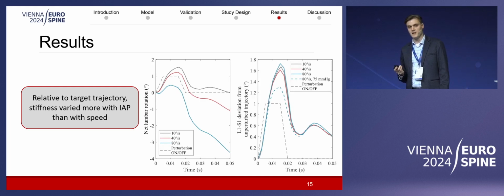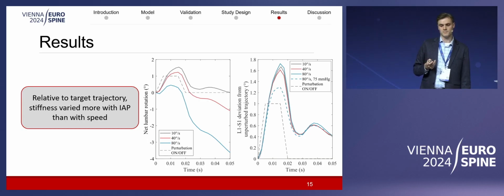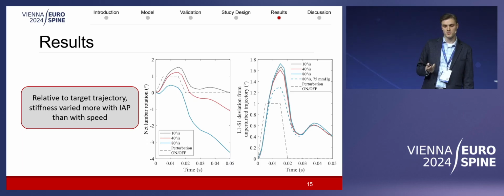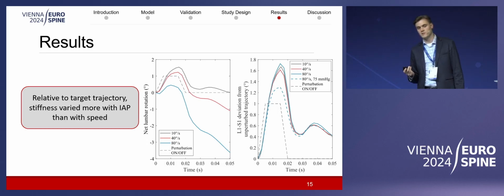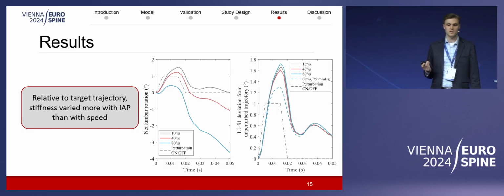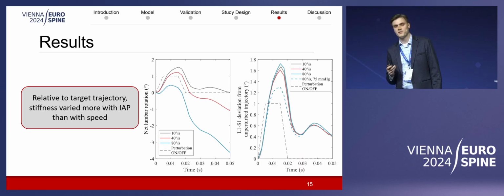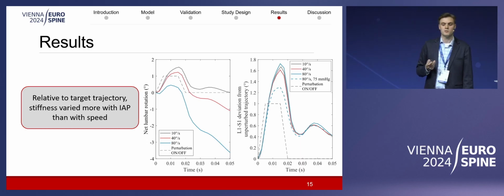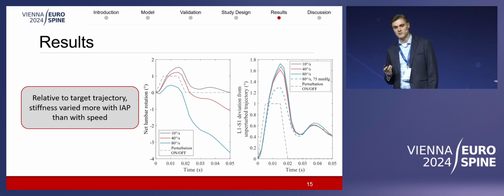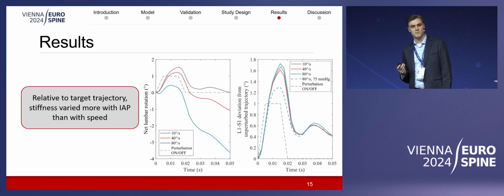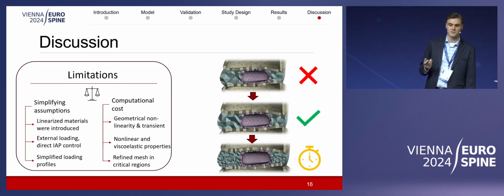Here we've isolated time curves during the perturbation event. On the left, we see that when moving faster, the spine was stiffer relative to its angle at the time of perturbation. However, we're measuring stiffness relative to the target trajectory, and this deviation from target is plotted on the right. The solid lines represent 0 IAP load cases, and we see the effect of IAP, the dotted blue line, was to attenuate the peak by about 30%. In other words, the effects of IAP on intrinsic stiffness appeared to be greater than that of movement speed.